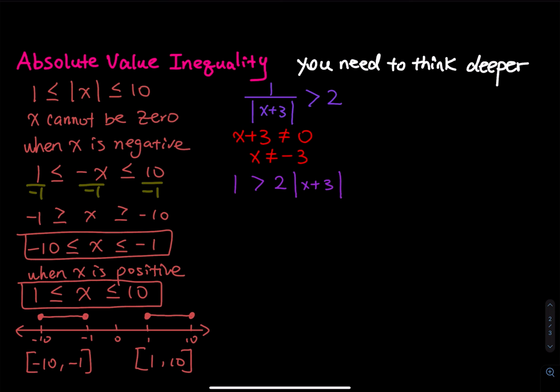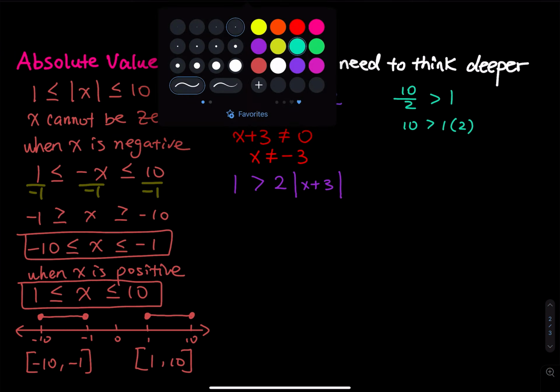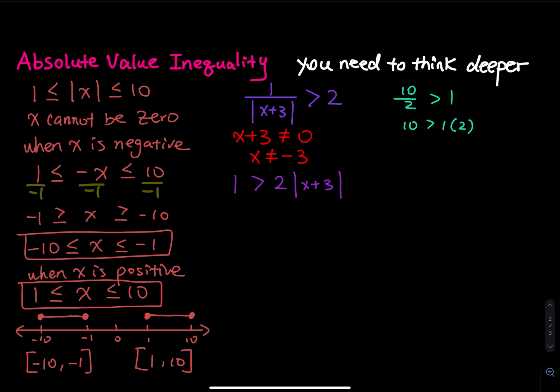Let's say you have 10 divided by 2 greater than 1. So that is true, right? 10 over 2 is greater than 1. You can get rid of the fraction by multiplying 2 on both sides. And 10 is greater than 1 times 2. That is still true, right? Which is exactly what I just did. And then I need to have the absolute value stand on one side. And then I will just divide both sides by 2. So I have 1 over 2 greater than the absolute value of x plus 3.